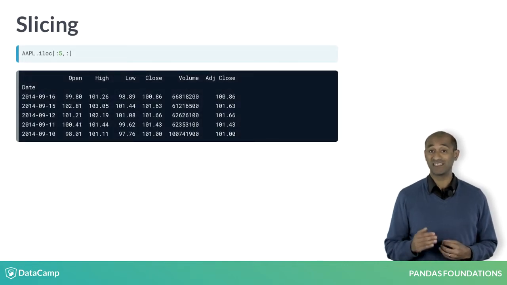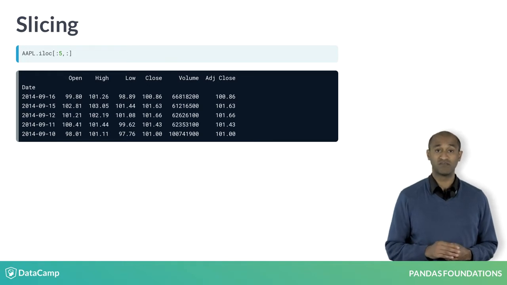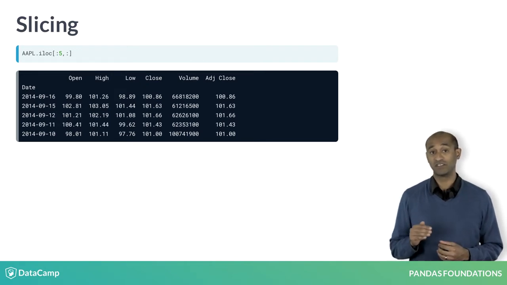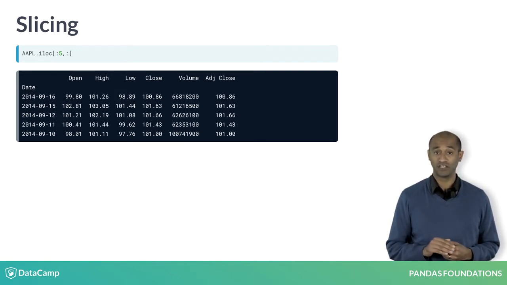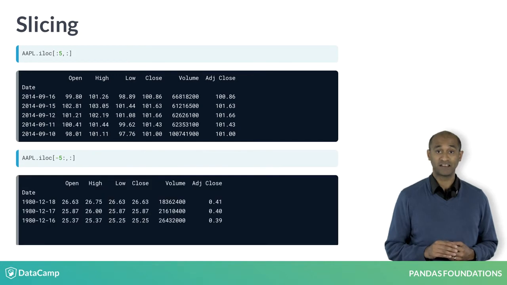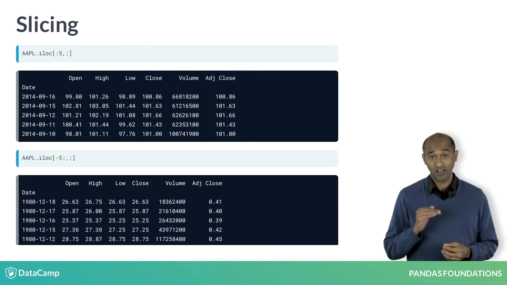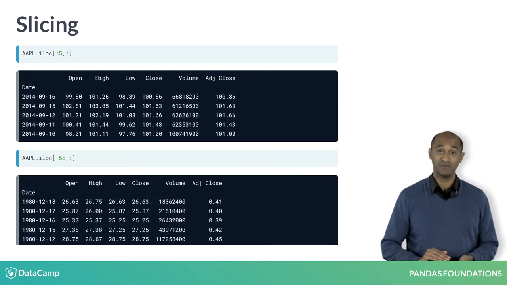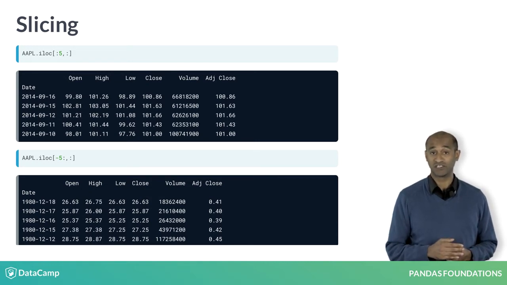Data frames can be sliced like NumPy arrays or Python lists using colons to specify the start, end, and the stride of a slice. First, we can slice from the start of the data frame to the fifth row, non-inclusive, using the .iloc accessor to express the slice positionally. Second, we can slice from the fifth last row to the end of the data frame using a negative index. Remember, it's also possible to slice using labels with the .loc accessor.